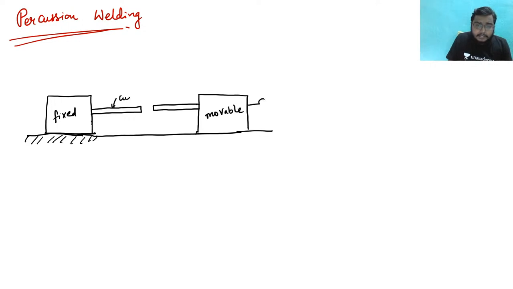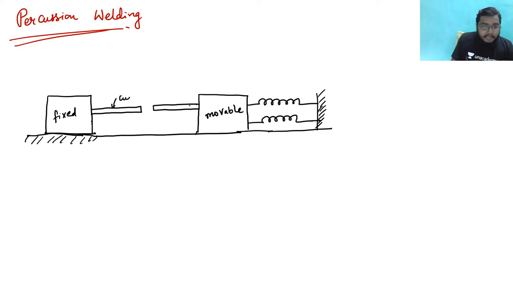Now you have connected this arrangement with springs. So there is a spring arrangement connected like this. Clear? You may remember the vibrations, where there is a mass connected like that. Don't go into that. Now there is a movable part and a fixed part. In these two parts, suppose this is a copper wire and this is a zinc wire. Now we have connected them with the capacitor.